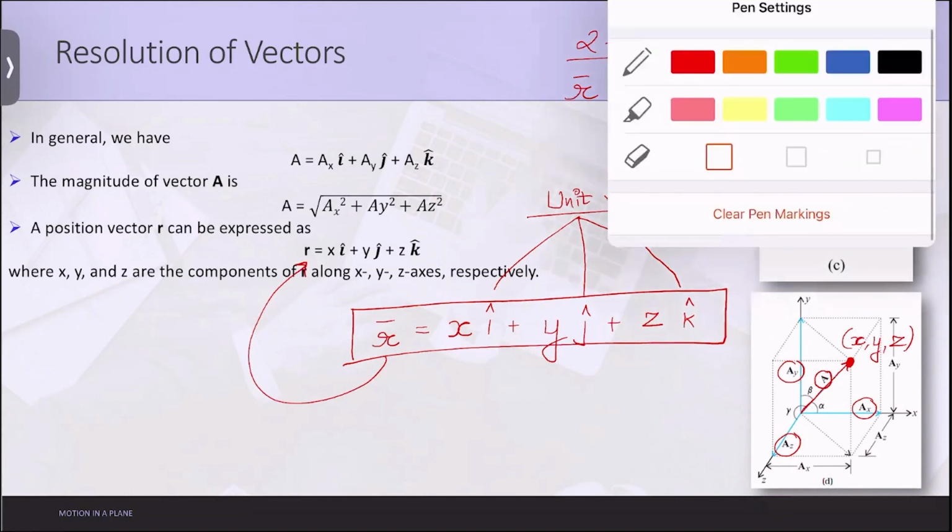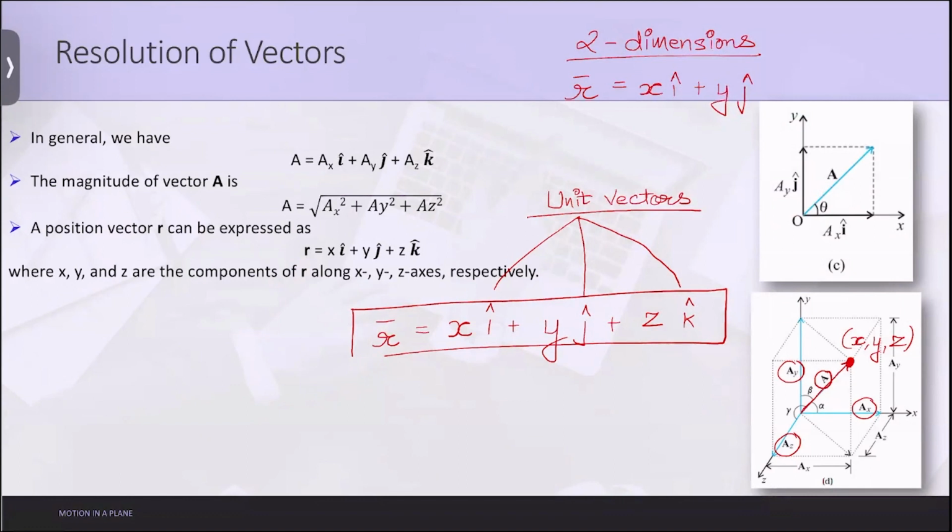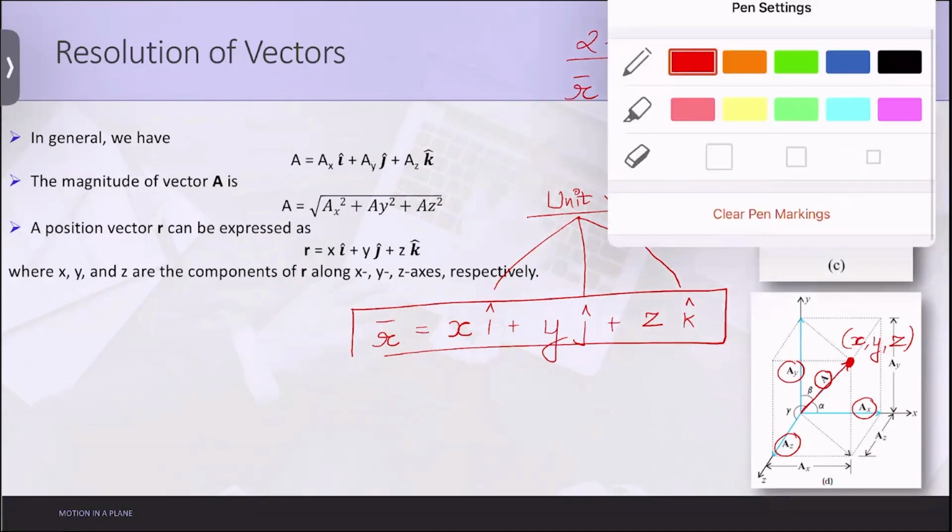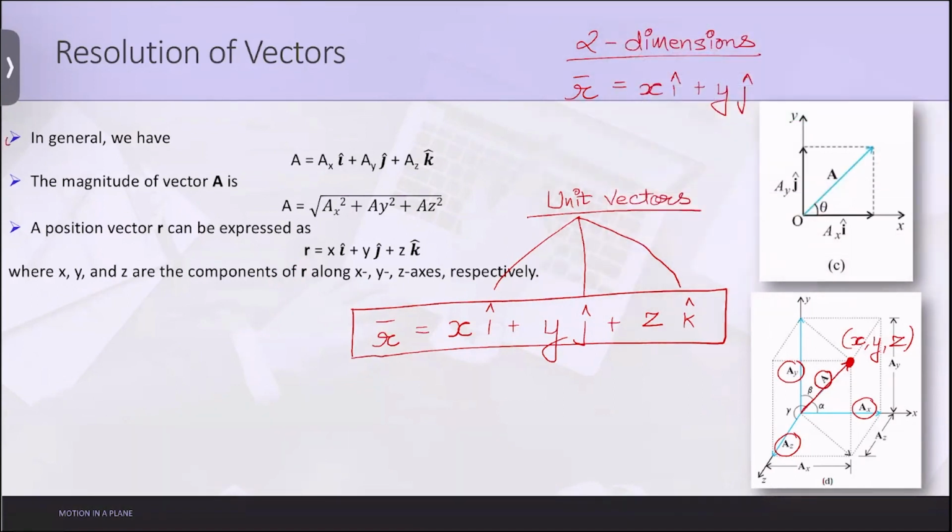Okay, so let me just iterate this and then we can move forward. This thing is explained. So now, how can a position vector r bar be expressed? r bar is equal to x i cap plus y j cap plus z k cap, where x, y and z are the components of r. They are the components of r along the x, y and z axes respectively. Okay, so that was the explanation of a position vector.